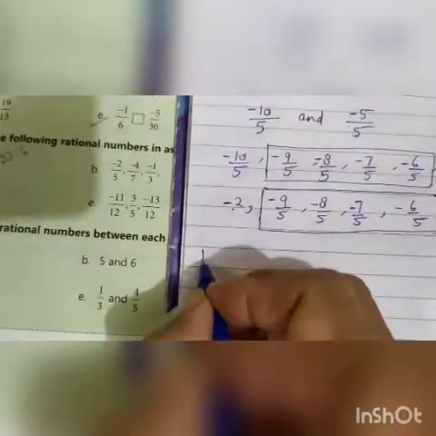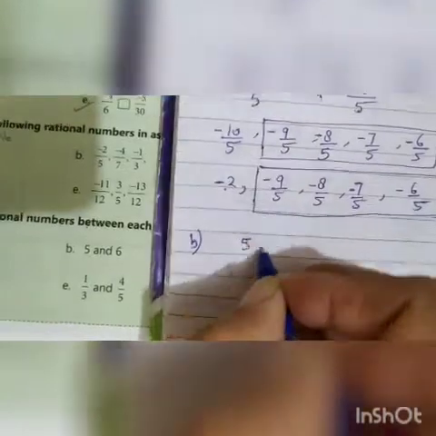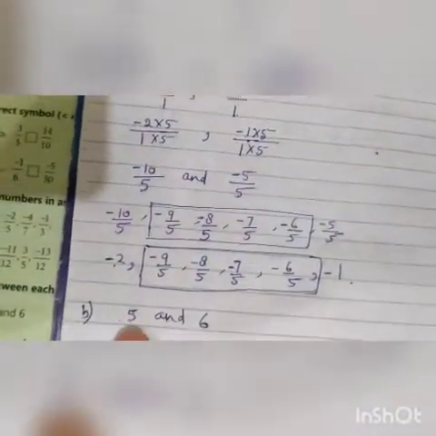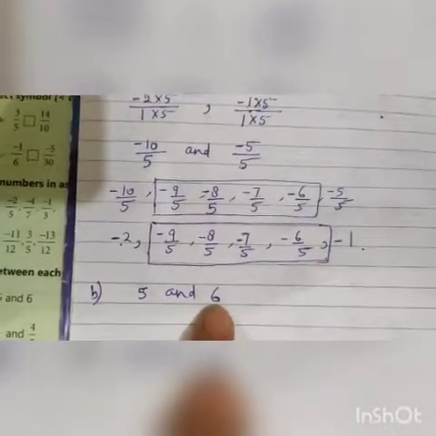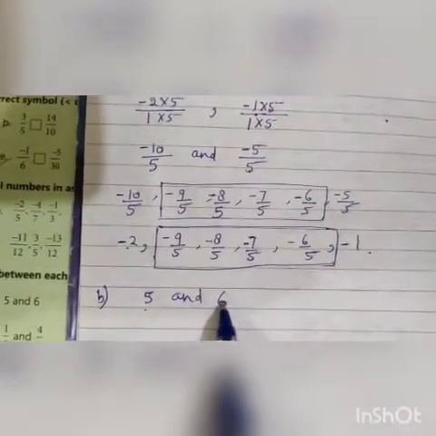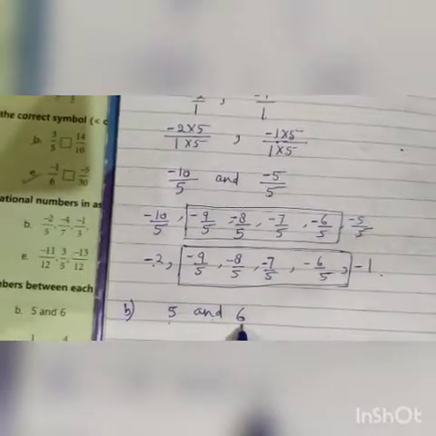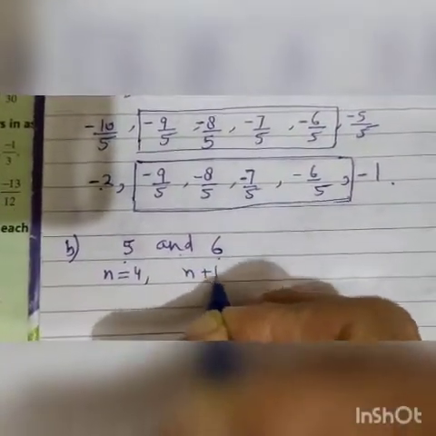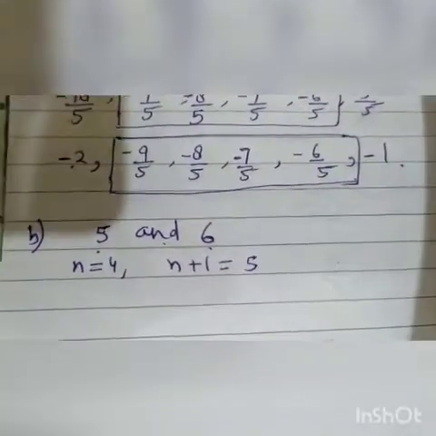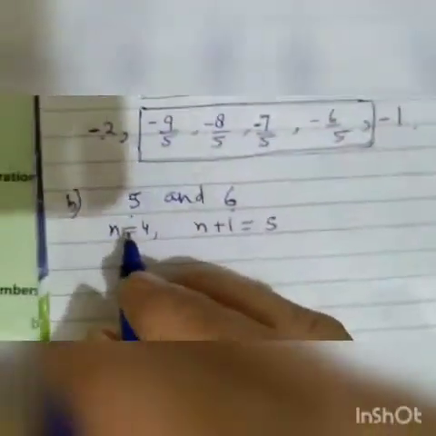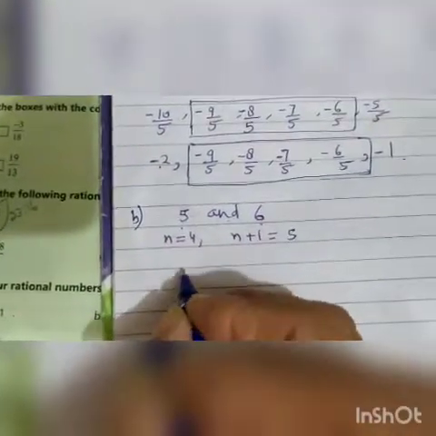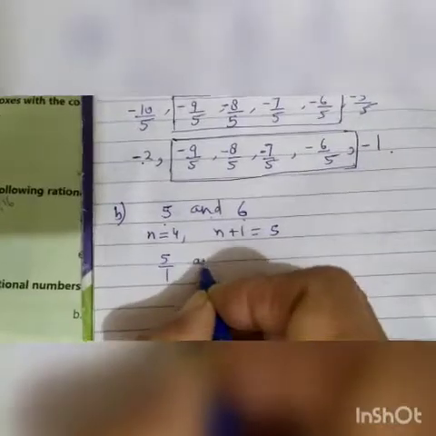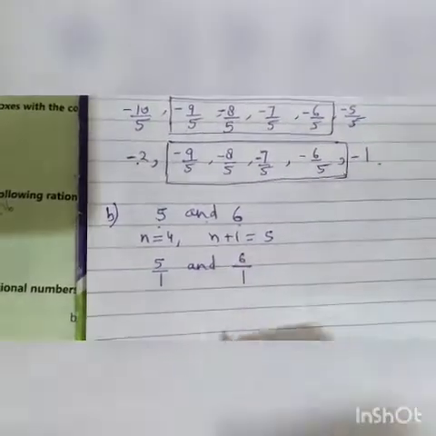Now come to its B part. See, this time rational numbers are given: 5 and 6. These are rational numbers because we can write 5 upon 1 and 6 upon 1. Again we have to find four rational numbers. It means this time also n is equal to 4 and n plus 1 is equal to 5. Now see, this 5 can be written as 5 upon 1 and 6 can be written as 6 upon 1.